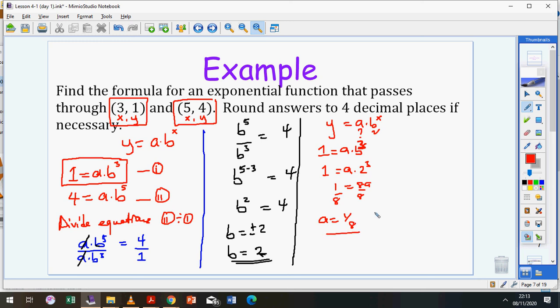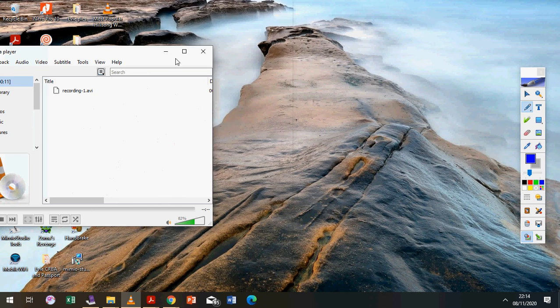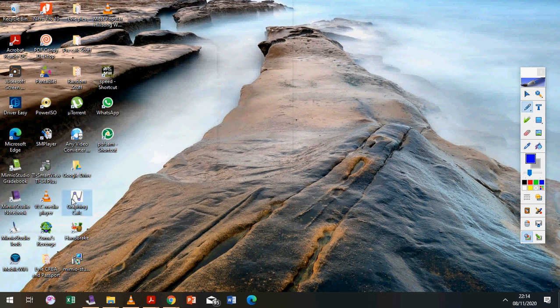Now since I found the values of both a and b, I can finally write my equation in the form y is equal to a times b to the power x. And that equation will be y equals a, which is 1 out of 8, times b, which is 2 to the power x. That is my final equation. We can try and see what that equation looks like when I graph it.